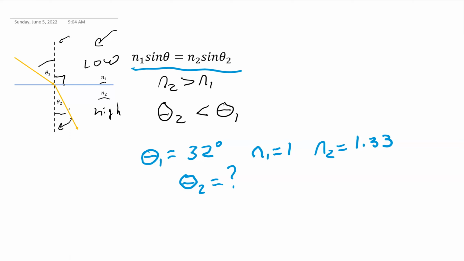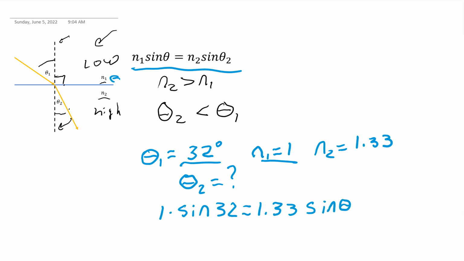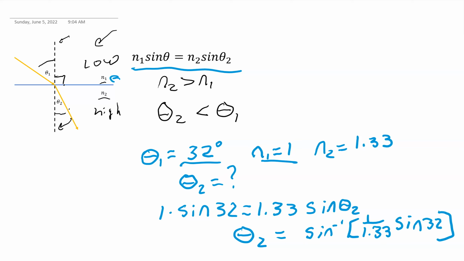You use Snell's law. So N1, that's where we start. That's on this side. So N1, 1 times the sine of theta 1, which is 32 degrees, equals 1.33 times the sine of theta 2, whatever theta 2 is. So, okay, we do a little bit of arithmetic, and then theta 2 is the arc sine of 1 divided by 1.33 times the sine of 32. And you punch that up on your calculator, and so long as you are in degree mode, you'll get the right answer.